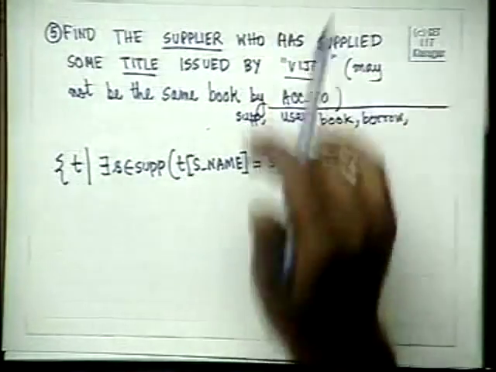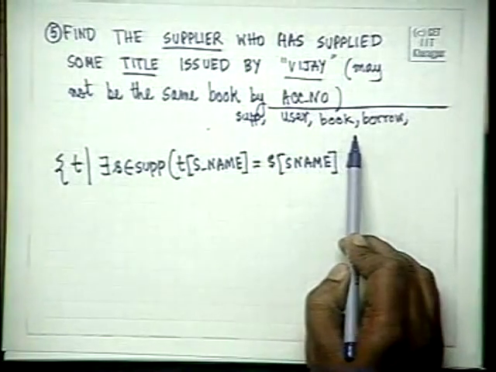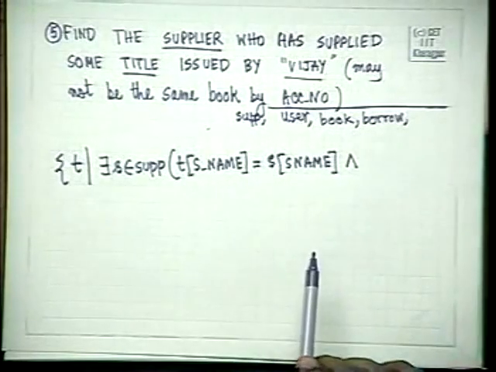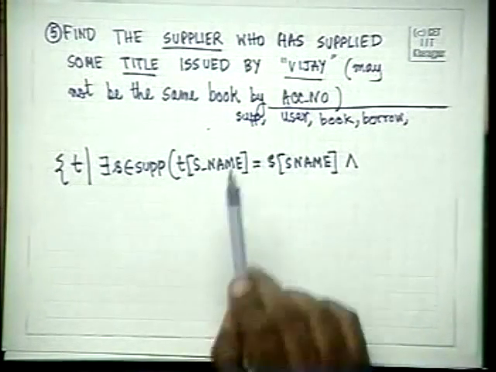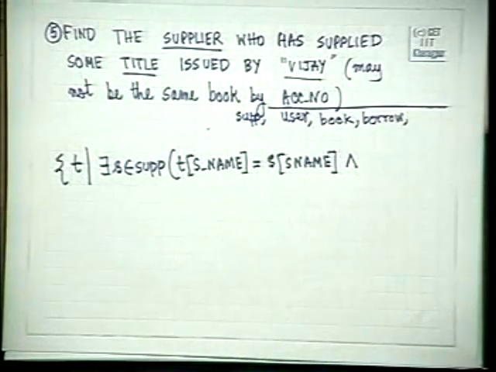Here you will have to use book twice to find out those titles which have got the same accession number as the book which has been issued by Vijay.